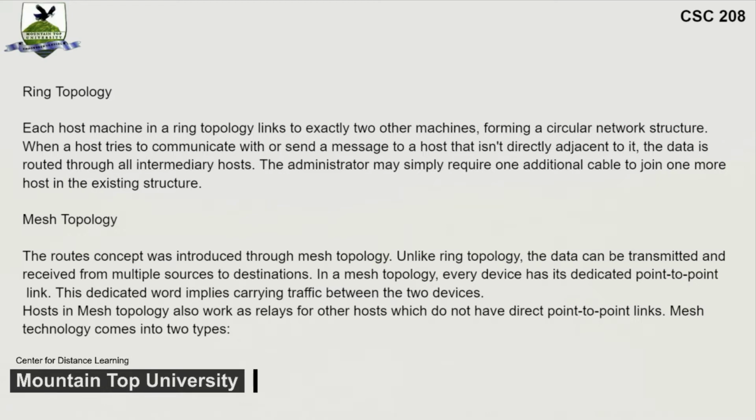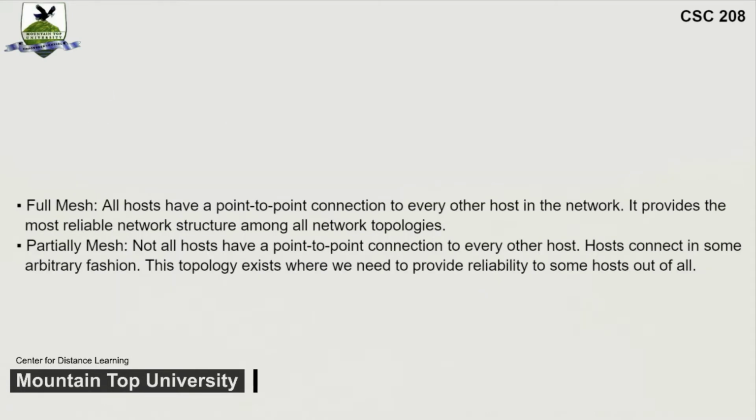Full mesh: all hosts have a point-to-point connection to every other host in the network. It provides the most reliable network structure among all network topologies. Partial mesh: not all hosts have a point-to-point connection to every other host. Hosts connect in some arbitrary fashion. This topology exists where we need to provide reliability to some hosts out of all.